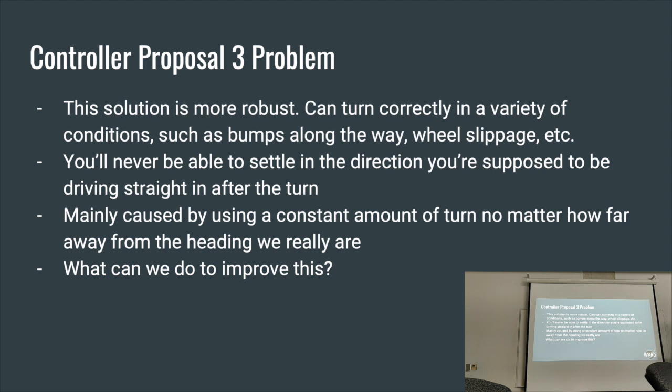Now, as I mentioned, you'll never be able to settle in any direction after the turn. You'll just kind of be going like a worm. Or you might just completely diverge and explode and go all over the place. And that's mainly because of having a constant amount of turn no matter how far away from the heading we really are. So, do you guys have any intuition on how we can resolve this?